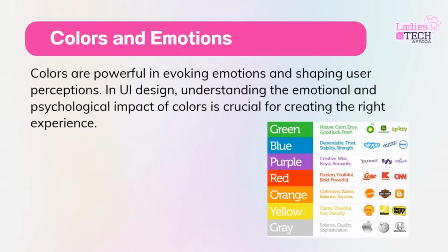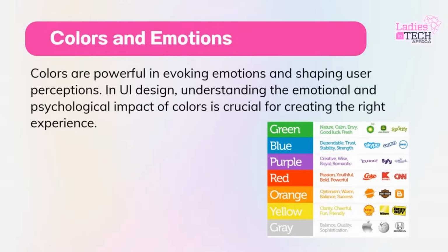Blue is mostly trust. You can find them mostly amongst banks because it evokes trust, dependability, strength, stability. And then you can find most of these tech companies using blue, like Skype, Dell, Zoom. Purple communicates creative, wise, romantic. Red can say passion, bold. It can also communicate danger. Orange: optimism, warm, balance, success. Yellow: clarity, cheerful, fun. Gray: balance, equality, sophistication, just like Apple.